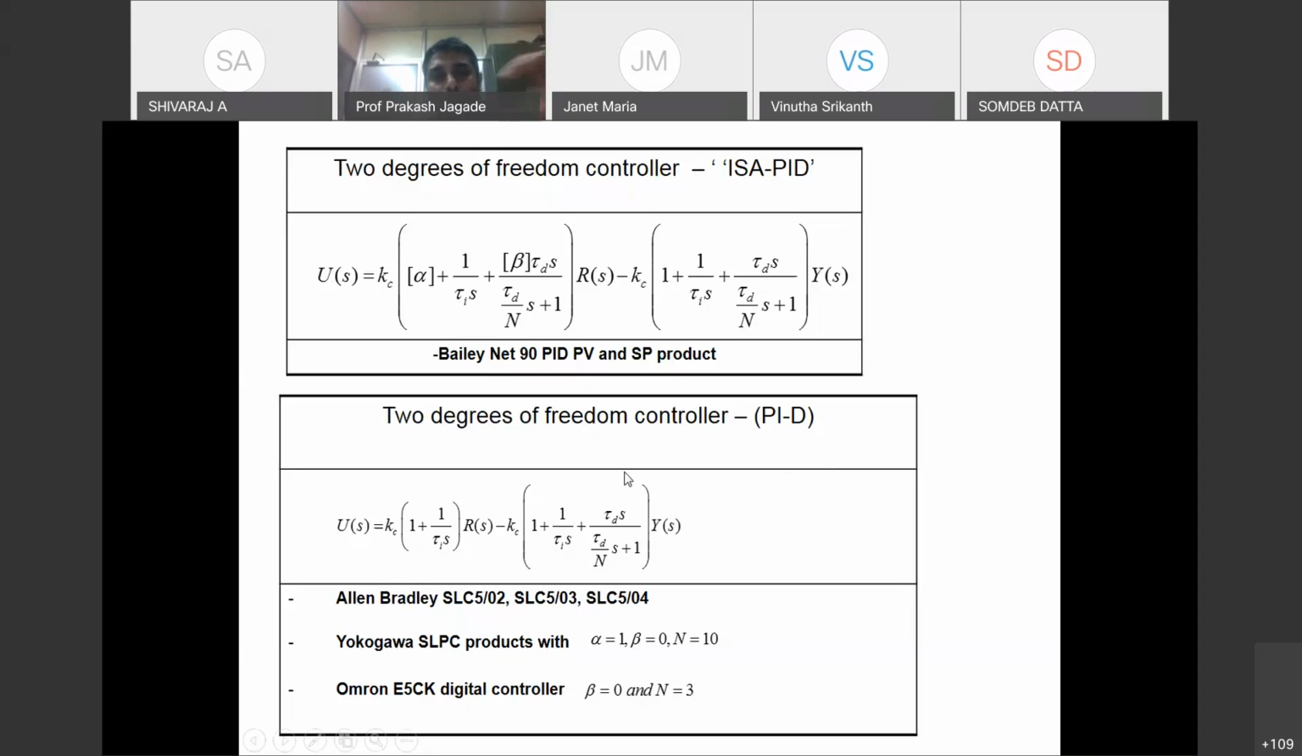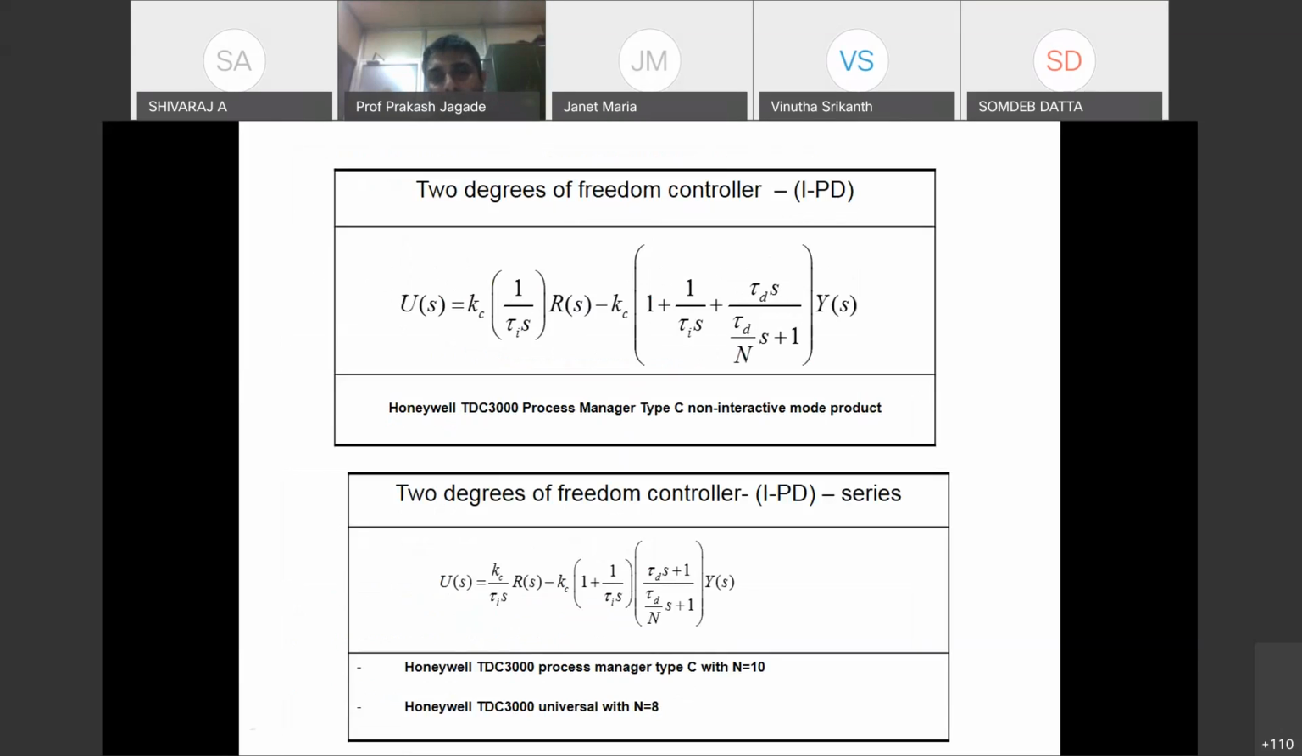So that's the advantage of this 2 degrees of freedom PID controller. Abrupt variation in the controller output can be avoided. That is what we call a kick. Derivative kick can be avoided if you use a 2 degrees of freedom PID controller, that is PI-D. And this has been realized in Allen Bradley PLC, Yokogawa single loop PID controller, as well as in Omron PLC. So I have explained the advantage of a 2 degrees of freedom PID controller over a single degrees of freedom PID controller.